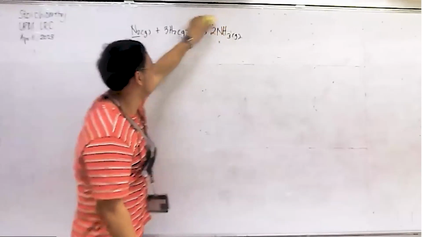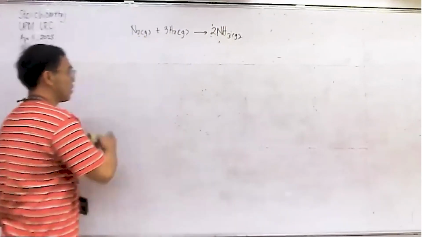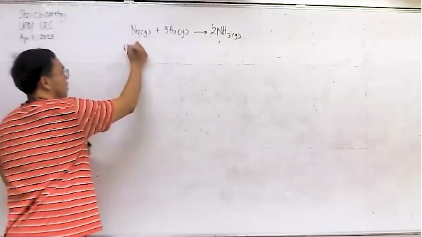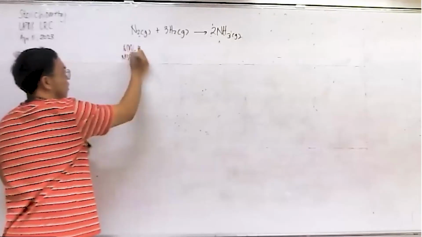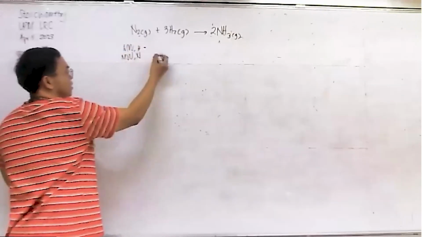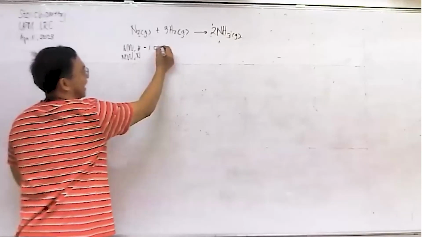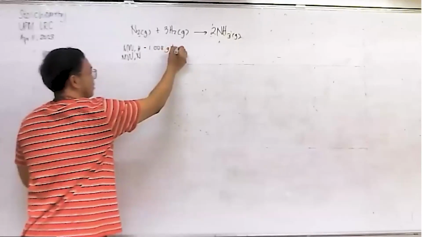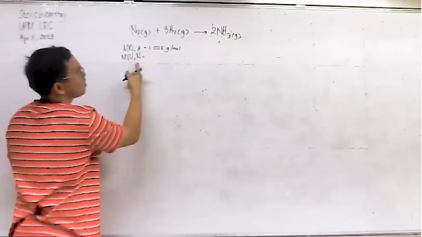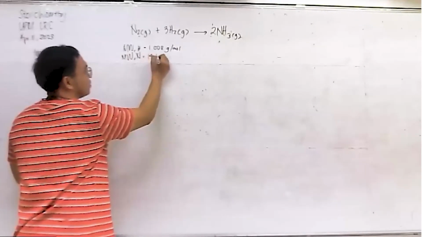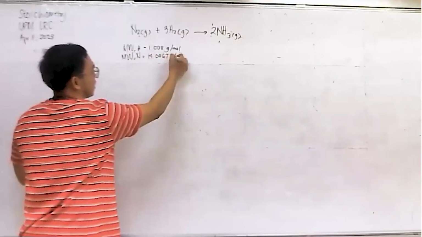What are the known values? We are given the molecular weights of your hydrogen and the molecular weight of your nitrogen. This is 1.008 grams per mole. And you have your nitrogen, which is, I think, 14.0067. Yeah.